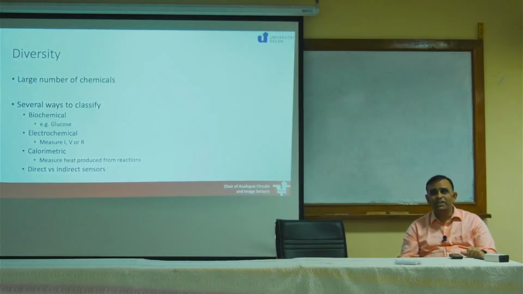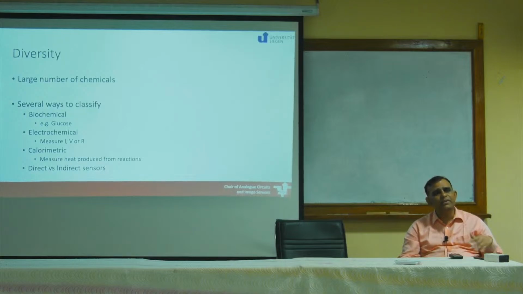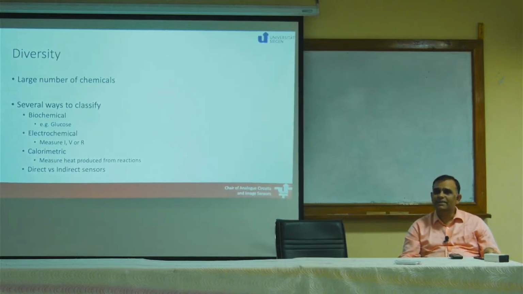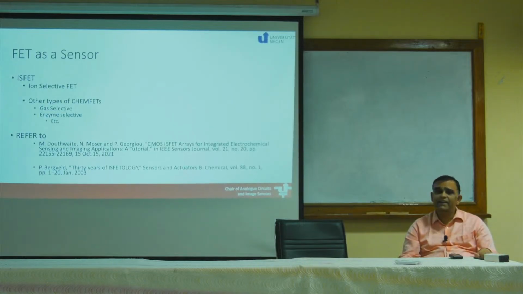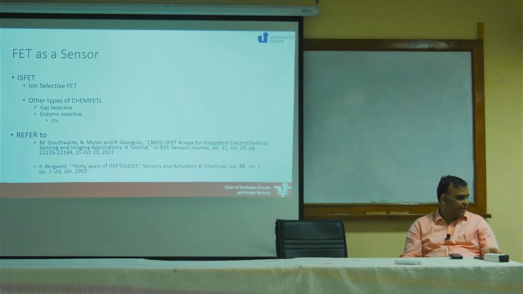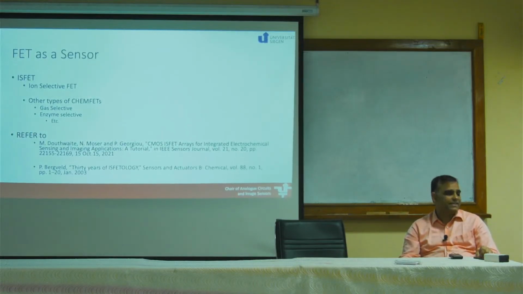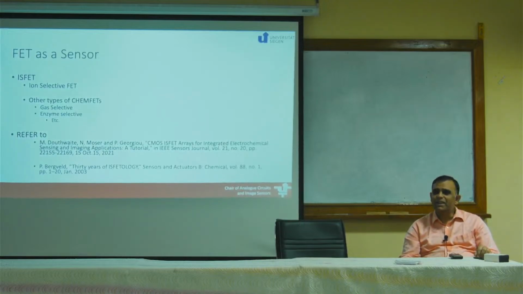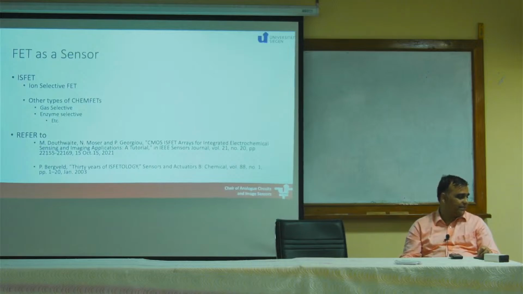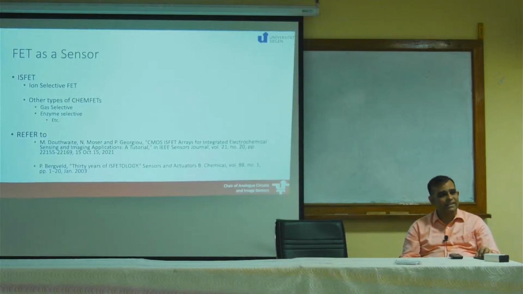So people have tried putting chemical sensors. We will be looking at one particular type of sensing modality, which actually comes straight out of the transistor's operation itself. And that is to use a field effect transistor as a biochemical sensor. People have tried making what we call ChemFETs, various chemistry-sensitive FETs. FETs, by slight modification, can become gas selective or enzyme selective. The ones we are going to talk about are ion selective FETs.